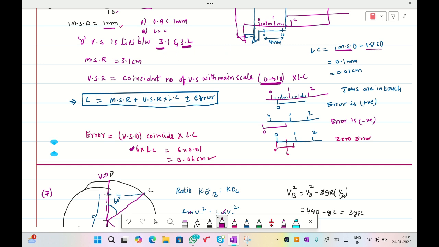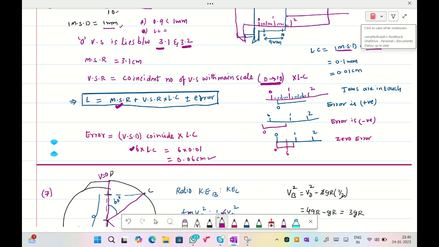Coincide means that value will be taken, no doubt. If it is not the case, we'll go with the preceding value, 3.1 only we have to take, right? The left hand side value, that is MSR. Now VSR means the vernier scale division which coincides exactly with a main scale division. So that will be the vernier scale reading multiplied with the least count, we will get VSR into LC value, plus or minus error. This is the process of vernier scale.